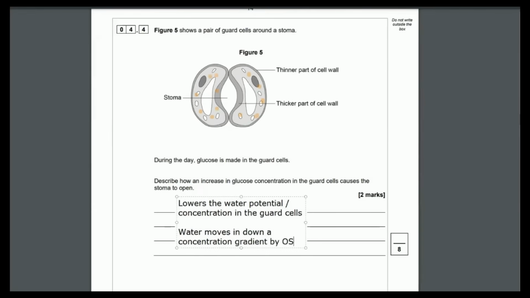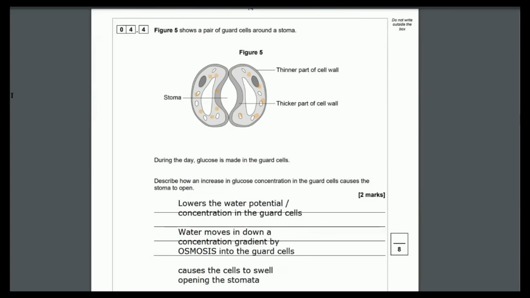You make the solution more concentrated and less watery. This means that water moves in from the surrounding cells into the guard cells by osmosis, makes them swell up, and it makes that hole in the middle bigger. Okay, so quite simply, the water potential in the guard cells is lowered. Water moves into the guard cells, causes the stoma to get bigger as the guard cells swell up.